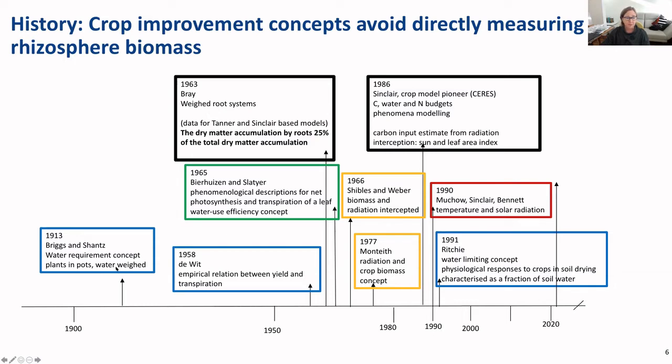And sometime after that, in the Netherlands, de Wit, a key original researcher underlying some of today's crop models that come from the Netherlands, got an empirical, so a measurement-based relationship between yield and transpiration. And so this was a continued building of the idea that the plant biomass and then furthermore yield requires a certain amount of water.